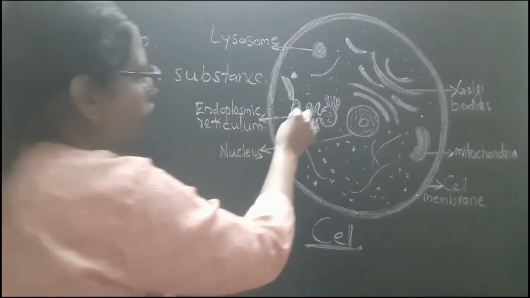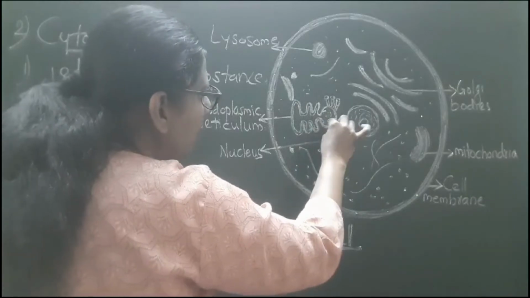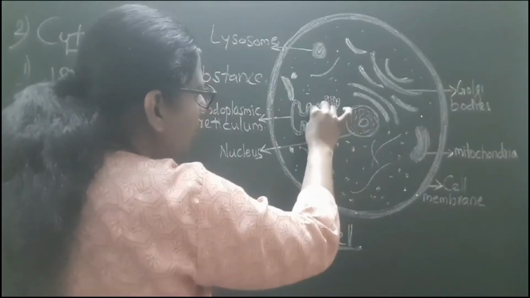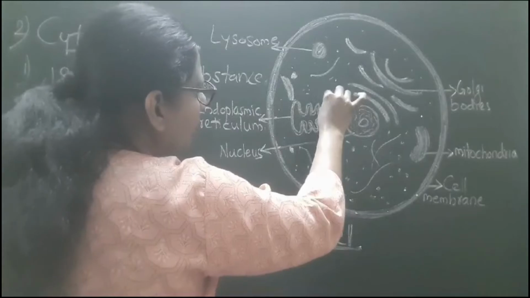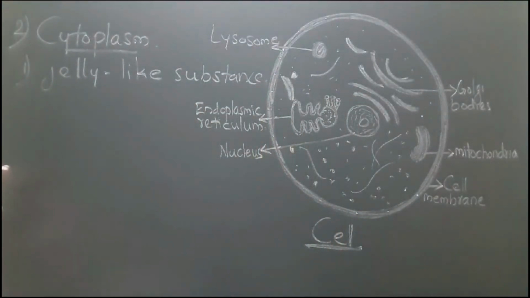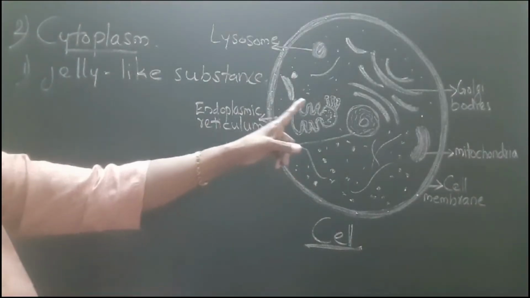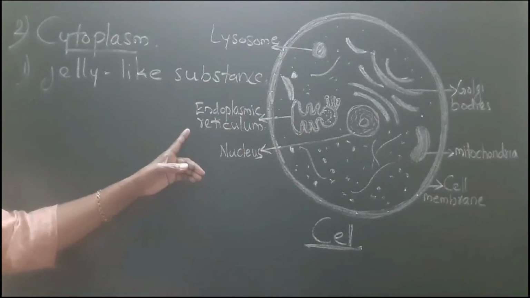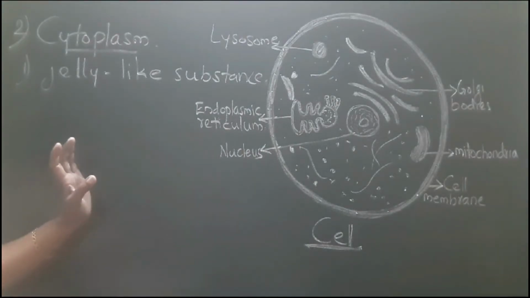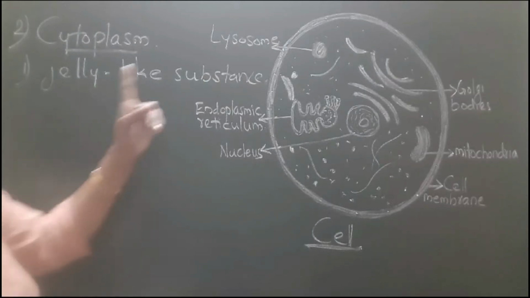Then endoplasmic reticulum. This is endoplasmic reticulum. Cytoplasm contains mitochondria, Golgi bodies, lysosome, endoplasmic reticulum. Other than that, there is water.